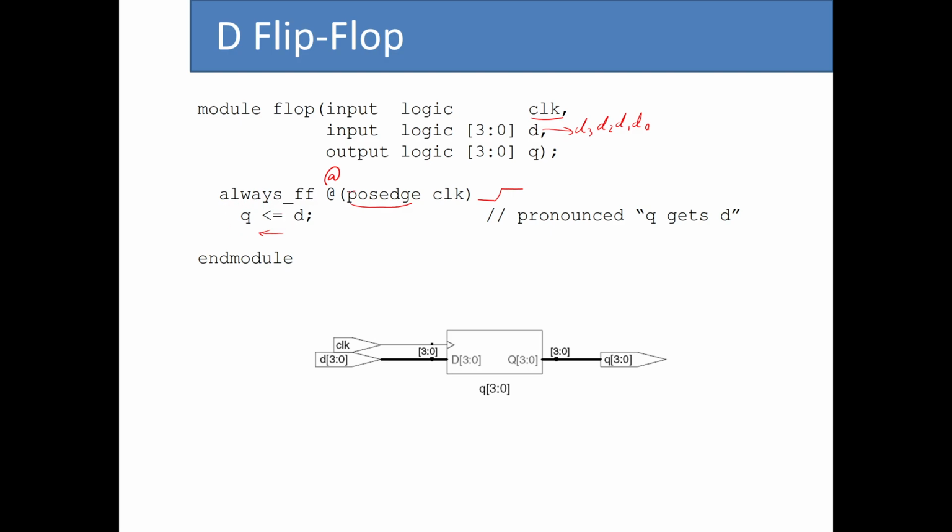We have always_ff, the @ sign, the sensitivity list, which is going to be the positive edge of the clock, and then when this happens, the next statement is going to be executed. Basically, Q gets the value of D.